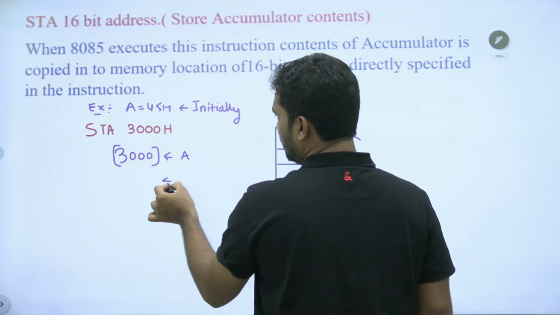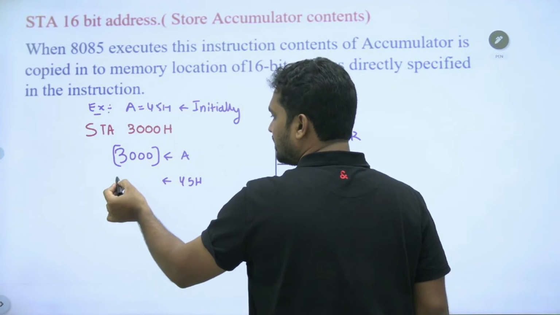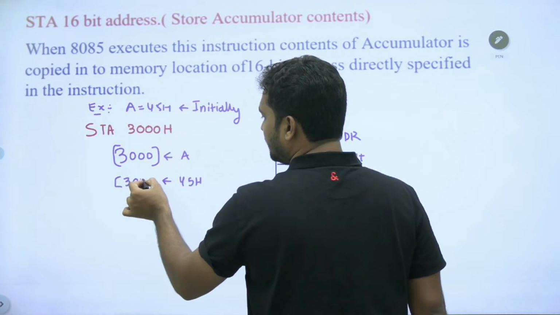That is the number 45. Here 45 cannot be in the 3000. In the 3000 location, 45 is copied.